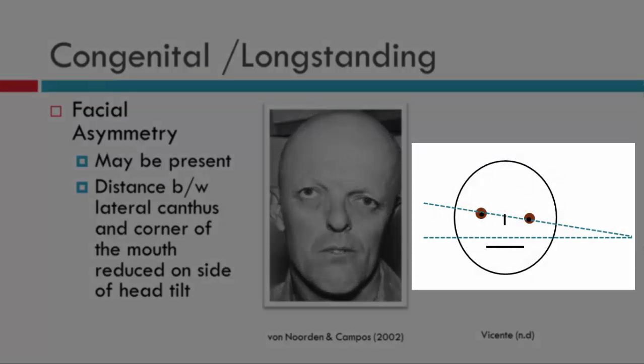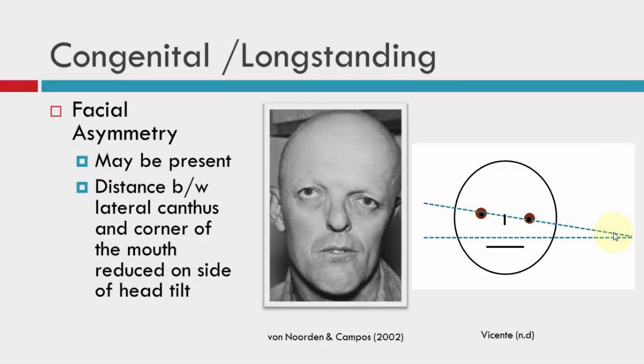In the schematic diagram here to the right, what we can see is that if you ask your patient to hold their head straight and you take a straight line across the face, if you then take a line across the centre of the eyes, what you will find is an acute angle that represents the facial asymmetry we're discussing.